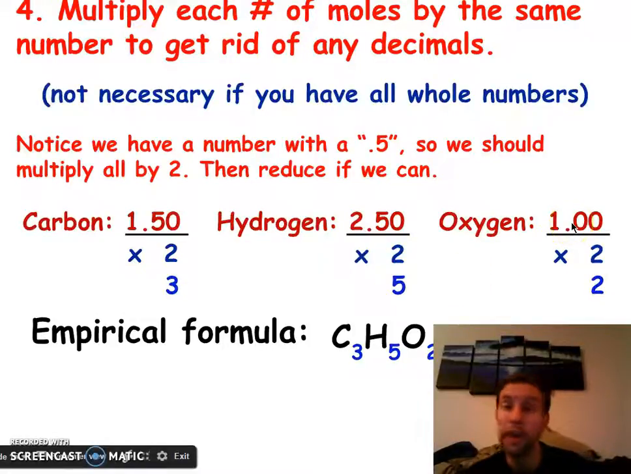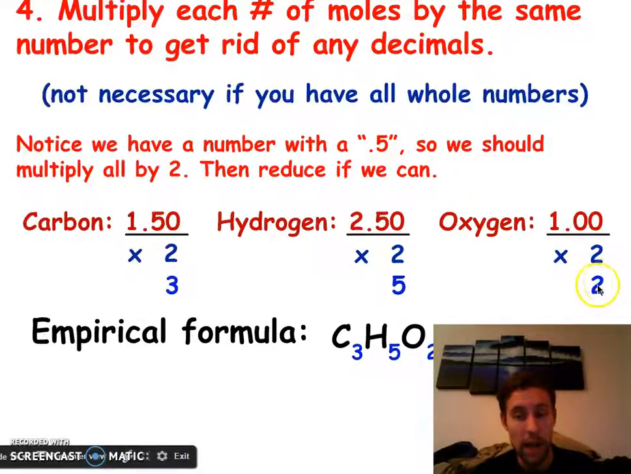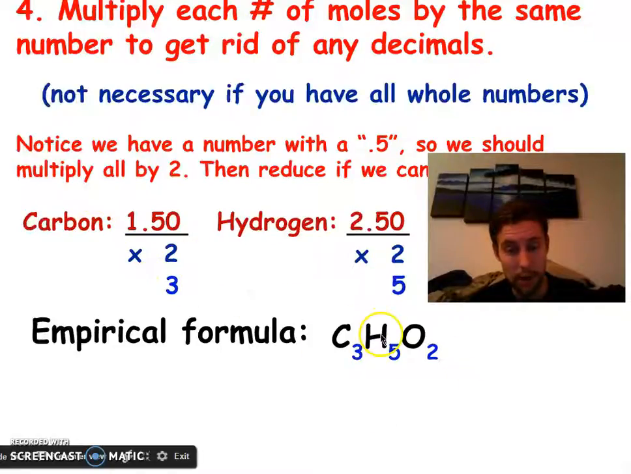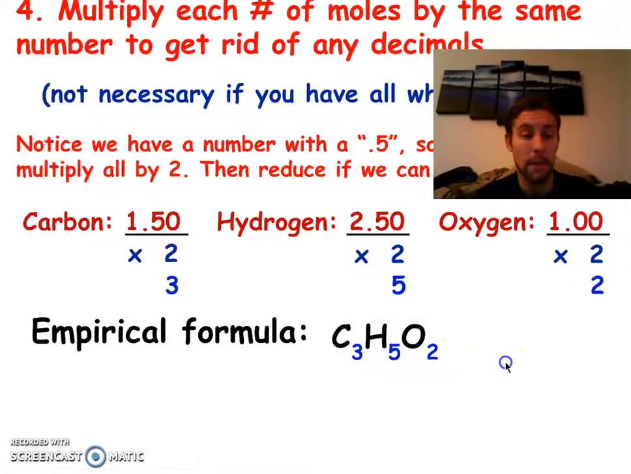And what you do to one thing in an equation, just like in math, you must do to everything in the equation. So 1 times 2 gets us 2 oxygens. Now that these are all whole numbers and can't be divided by the same thing, we use those to give us our empirical formula. So carbon has 3, C3. Hydrogen has 5, H5, the one I covered up. Oxygen has 2, O2. That's your empirical formula.